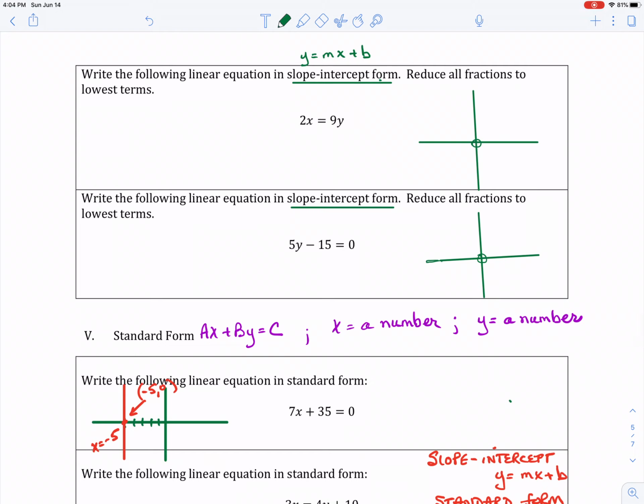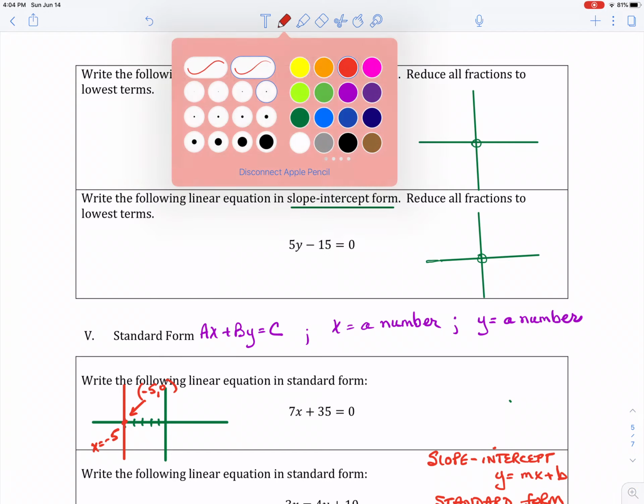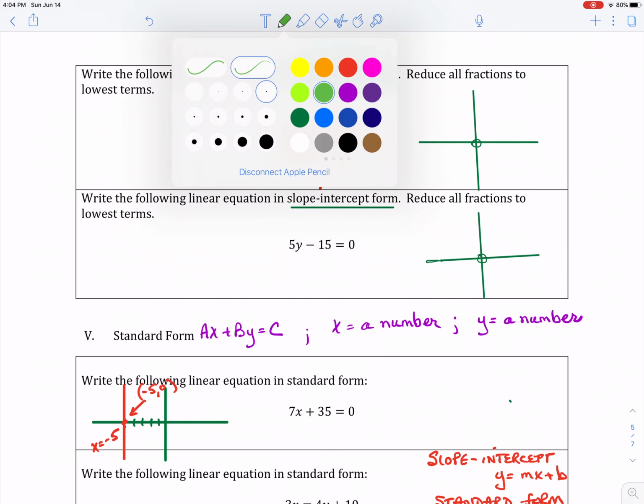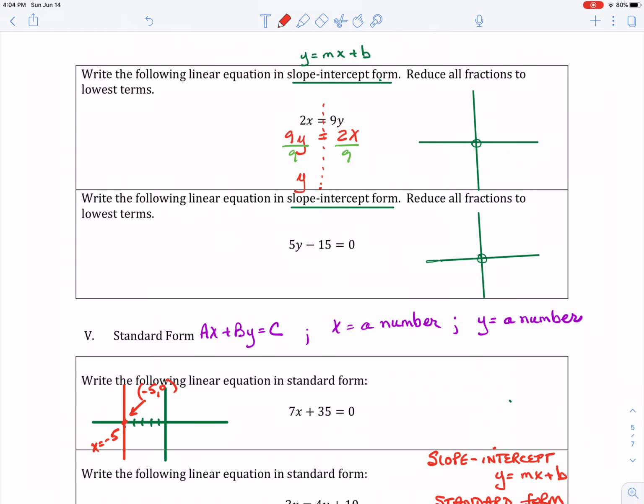Here's another one that does something a little bit different. Write the following linear equation in slope-intercept form. So again, remember that goal is to get y by itself. And I personally would like to have the y over on the left. It doesn't really matter, but I'm going to turn the whole thing around. And then I'm going to come in and divide by 9. And that reaches my goal of getting y by itself.